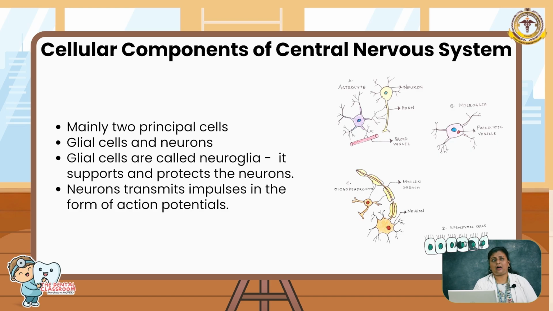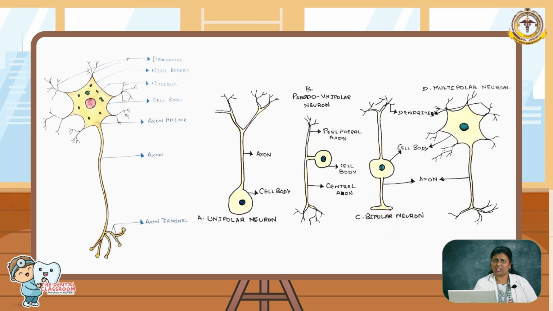Around 100 billion neurons are located in our body, and these are supported by the glial cells. Glial cells are 10 times more than the neurons. So, we will see about the structure of the neuron.